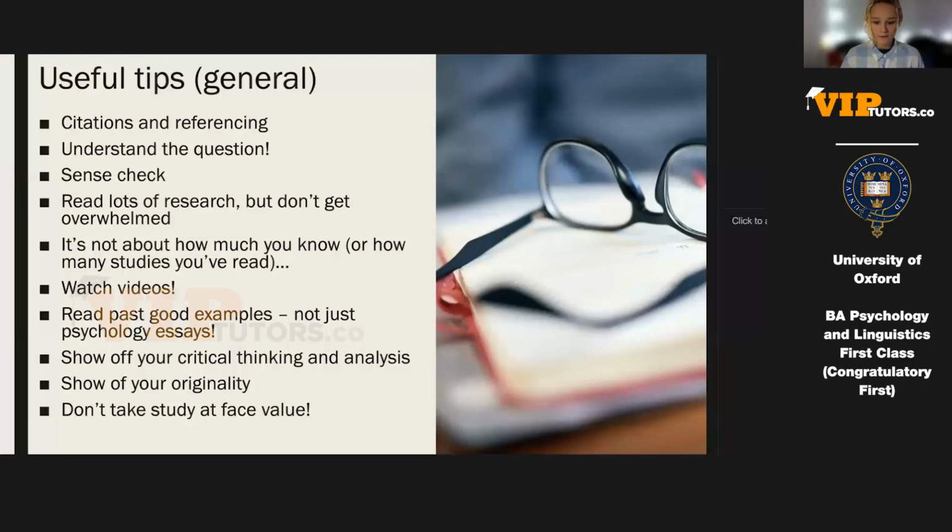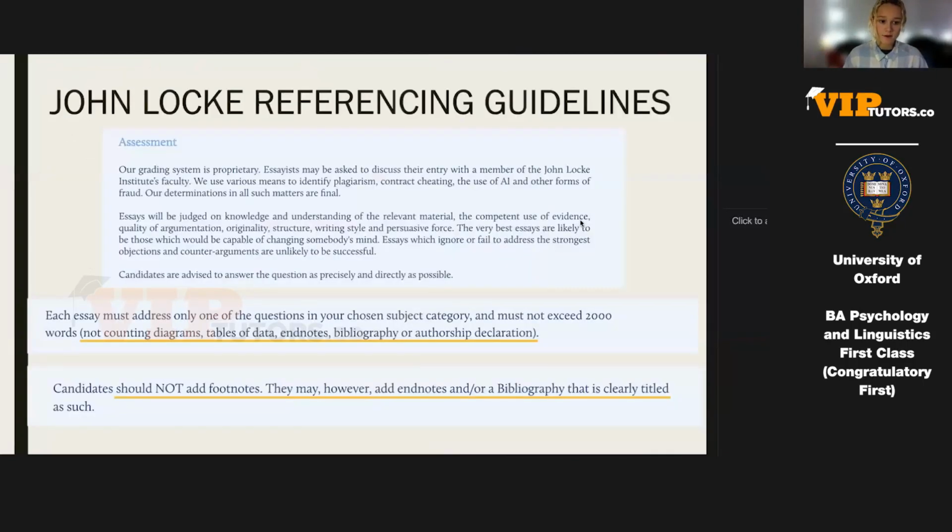Now let's move on to referencing. So the John Locke referencing guidelines aren't particularly specific. The only thing they say is that you should not include diagrams, data tables, endnotes. Apologies. You can include diagrams, data tables, endnotes, and a bibliography, but you cannot include footnotes. A bibliography is encouraged, and I will show you how you do this.